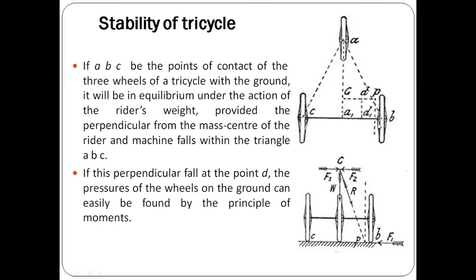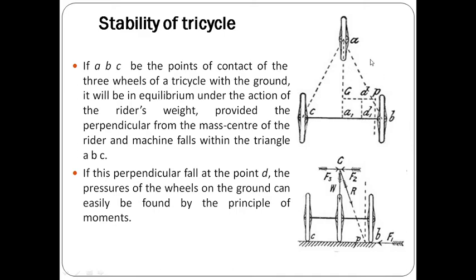A, B, C be the points of contact of the three wheels of a tricycle with the ground. It will be in equilibrium under the action of the rider's weight, provided that the perpendicular from the center of mass of the rider and machine falls within the triangle ABC. You can take W as the weight of the rider, and if we say the frame is weightless, then if this W falls within this particular triangle, the bicycle will be stable.